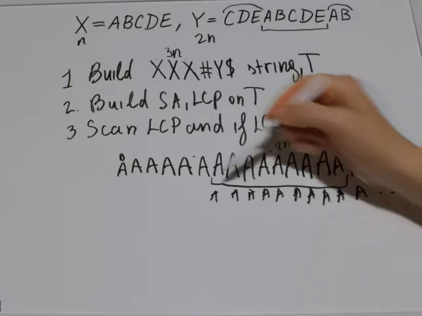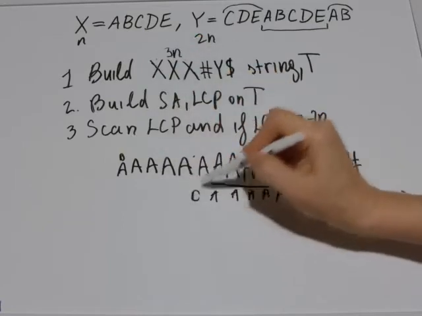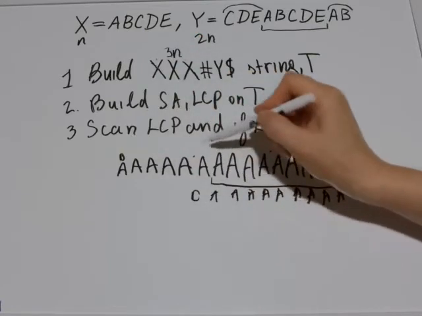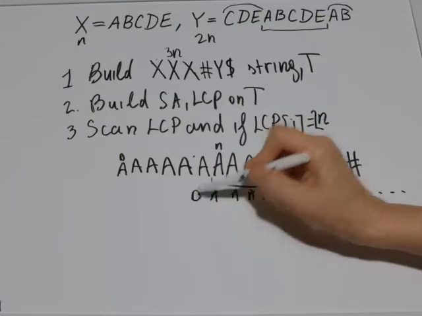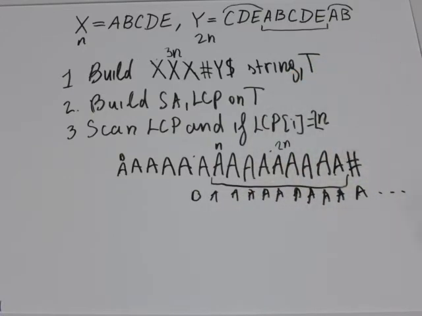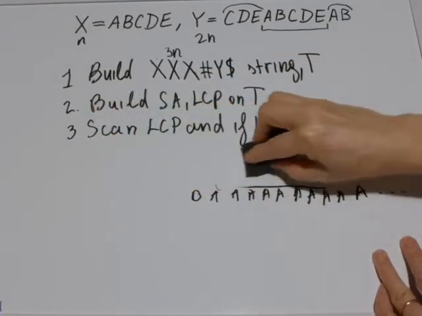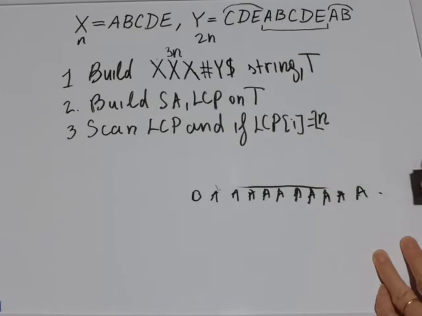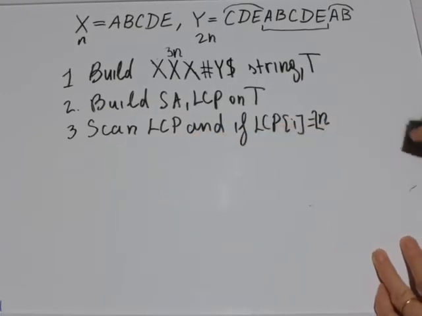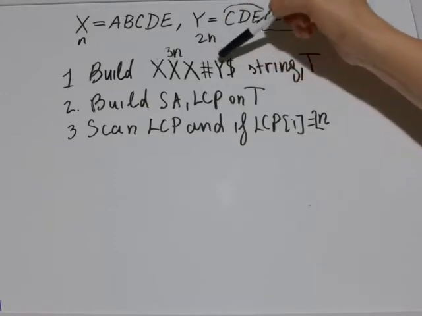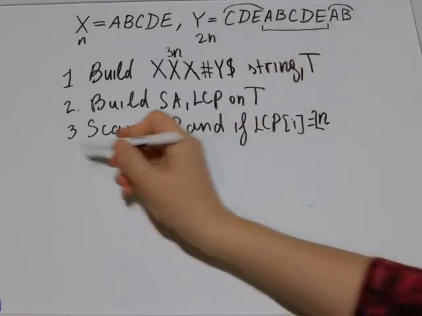A suffix that matches at position 0 and at position n will also produce a 2n result in this case. Therefore, we need to make sure that the starting positions of the suffixes whose LCP is 2n come from xxx and y. So you need to state it.